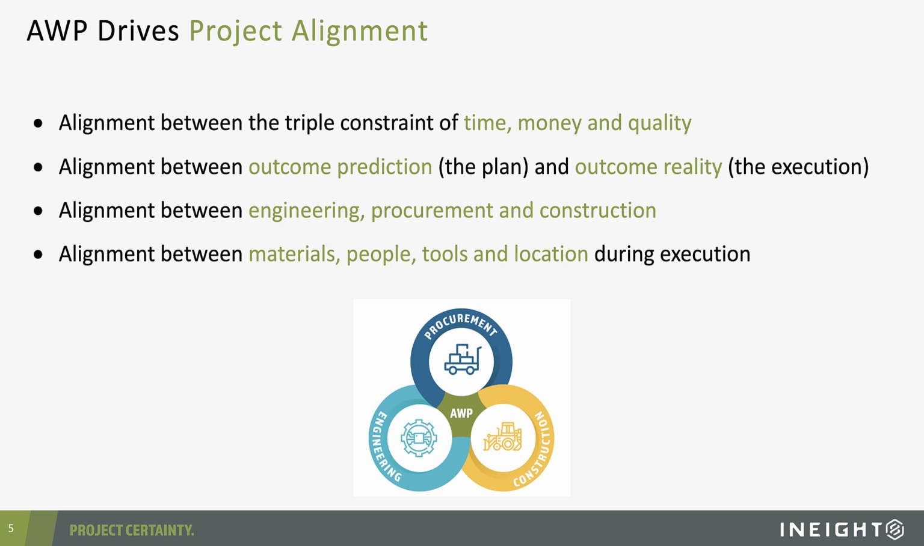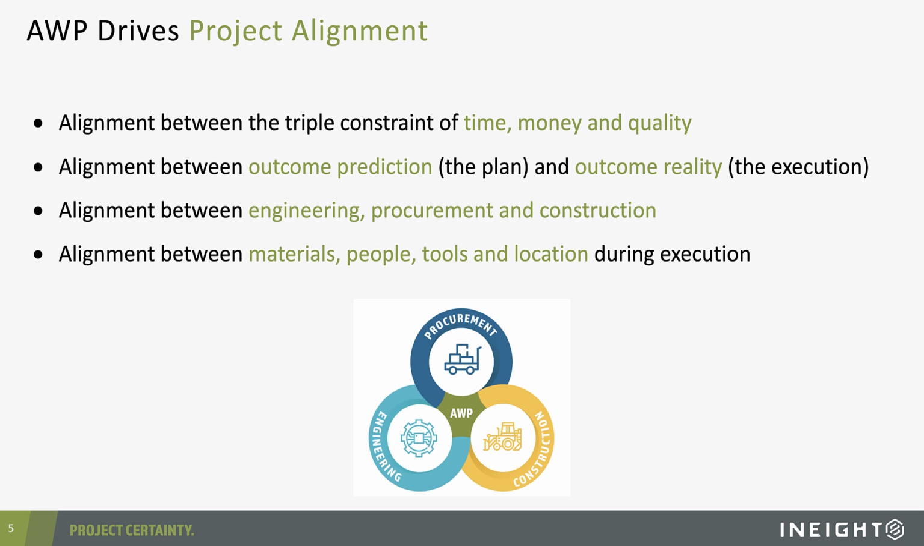Project alignment, I think, again, looking at the benefits of AWP, aligning the age-old triple constraint of time, money, and quality is a huge benefit. I think historically, when using traditional, for example, CPM planning, you can certainly focus on an optimized duration or schedule, but typically that's at the expense of project cost and arguably quality. With AWP, we are aligning all three of those variables.